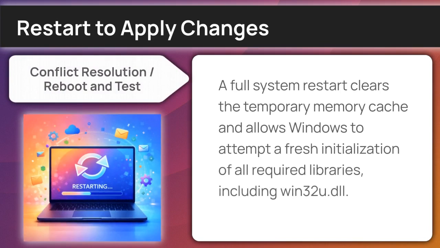Performing a restart can determine if the error is just a transient environment glitch. A reboot refreshes your system's path variables and can sometimes re-establish a broken link to the win32u file.